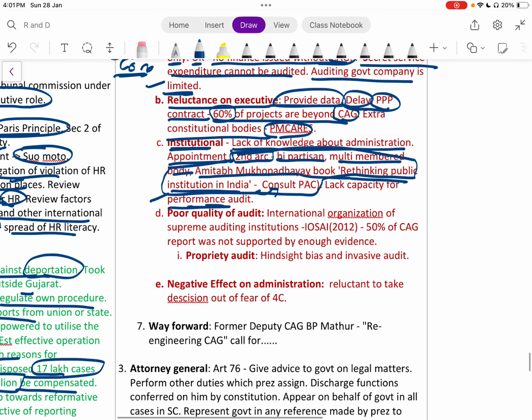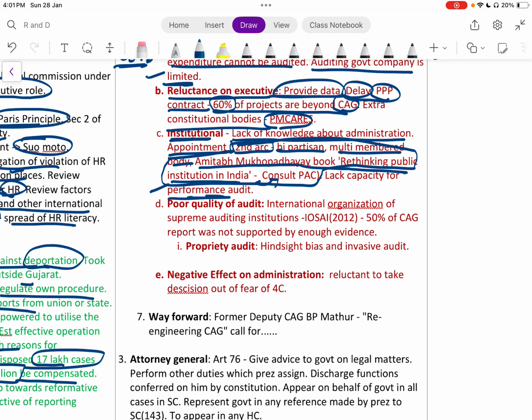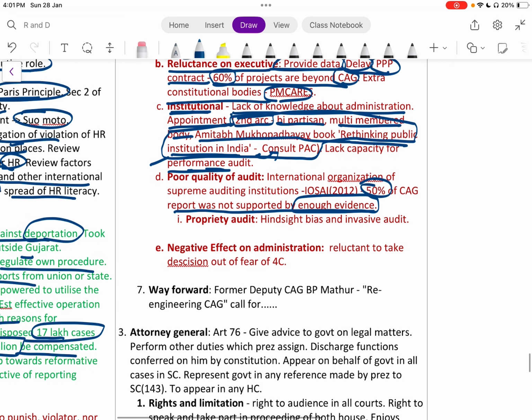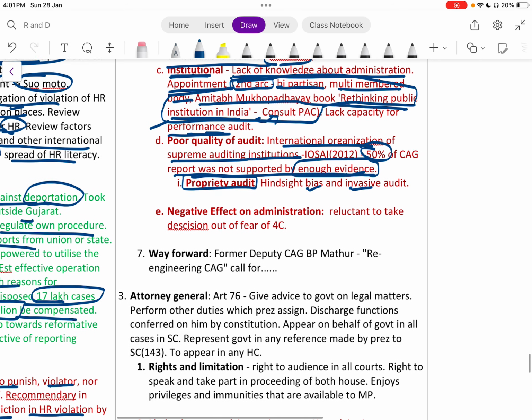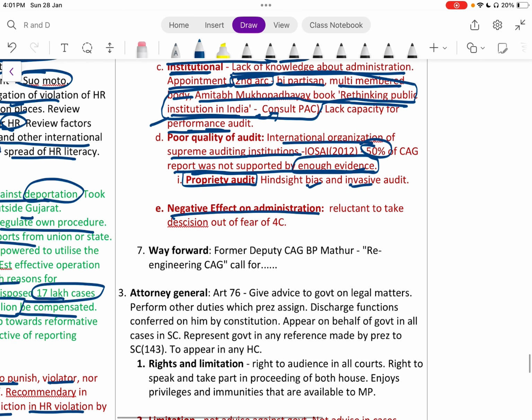Poor quality of audit. Almost 50% of the CAG's reports are not supported by enough evidence. This was a report by the International Organization of Supreme Audit Institutions that says this. Again, propriety audit, insight bias and invasive audit. Negative effect on administration: reluctant to take decisions out of fear of the 4Cs.